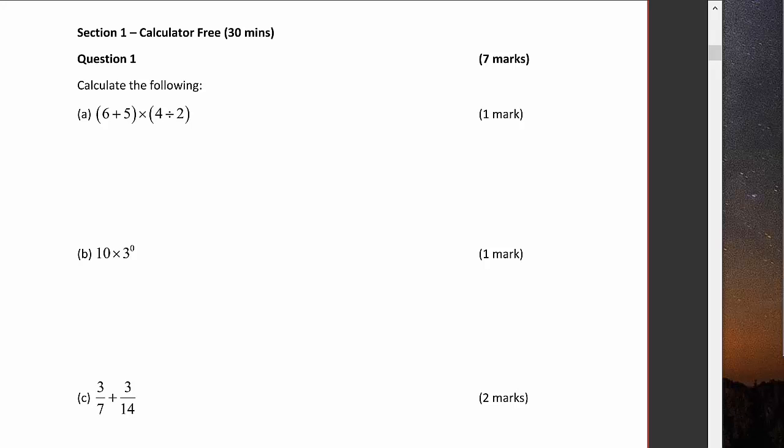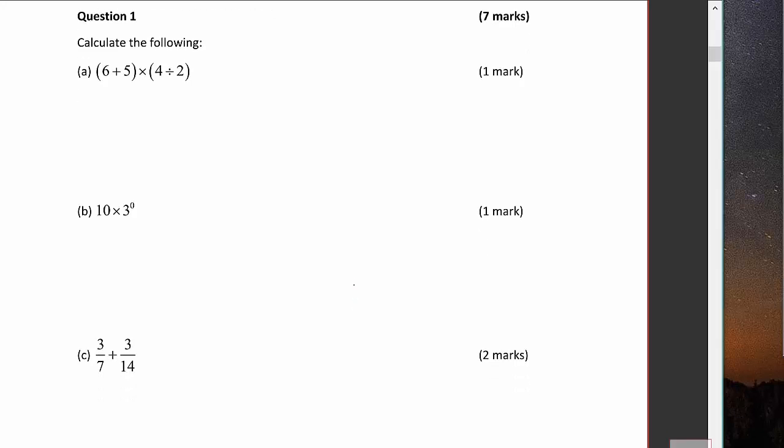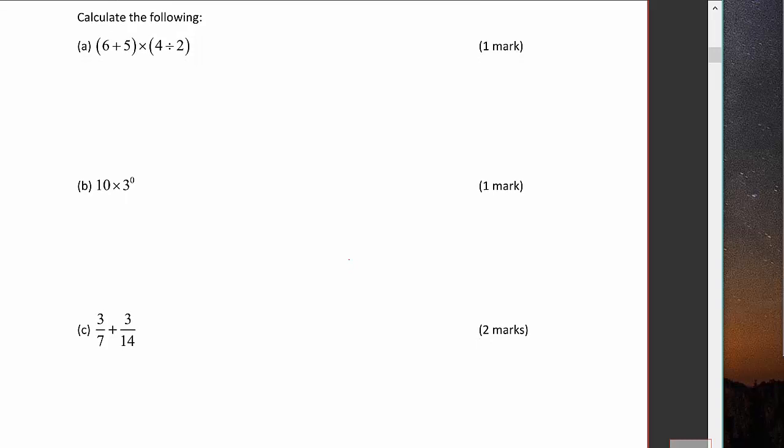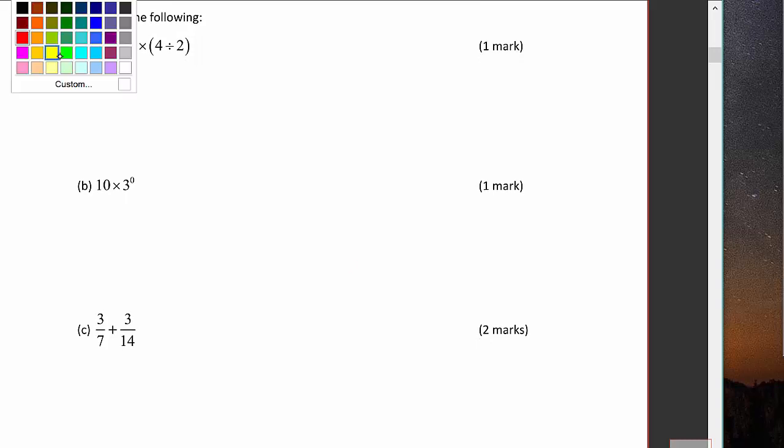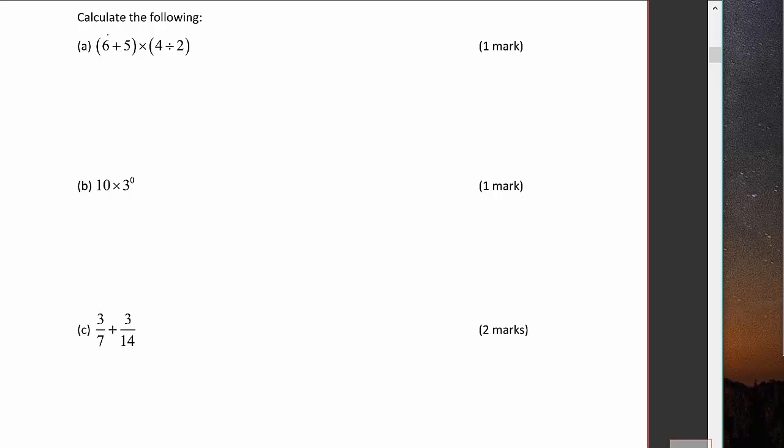So question 1, we want to evaluate the following or calculate the following. Anything in brackets needs to be done first. So 6 plus 5 is in brackets, so that's 11. And then we can't do the multiplication yet because that's not in a bracket. And 4 divided by 2 is in a bracket, so that is going to be 2. And then we're left with 11 times 2, giving us 22.